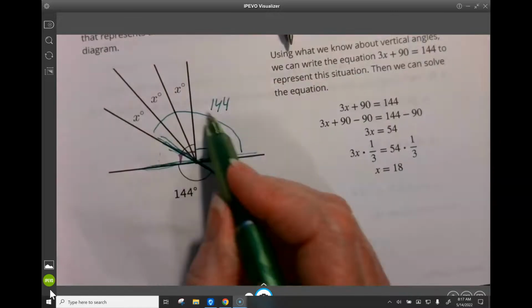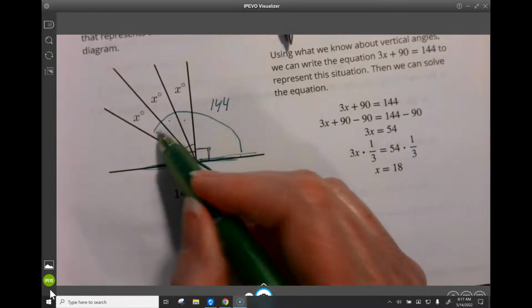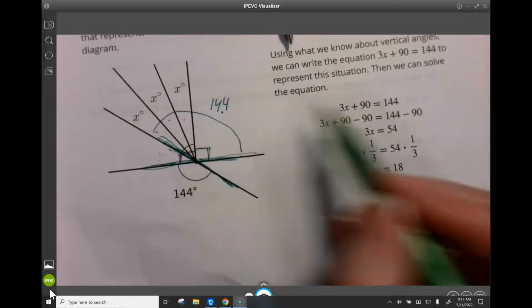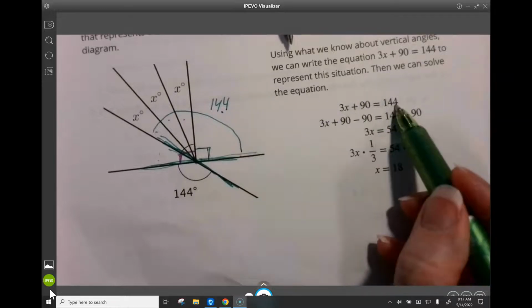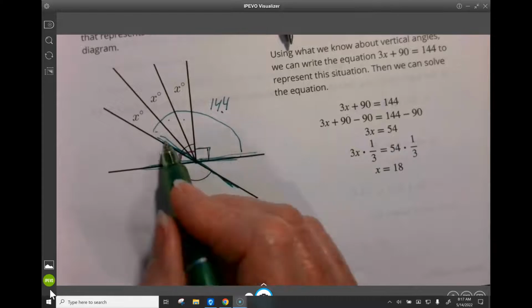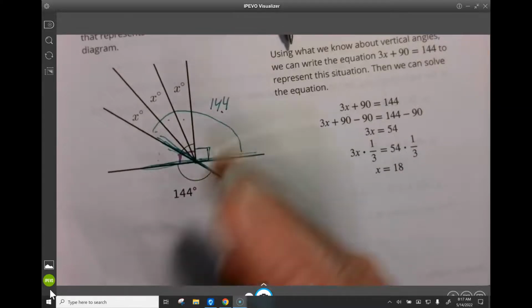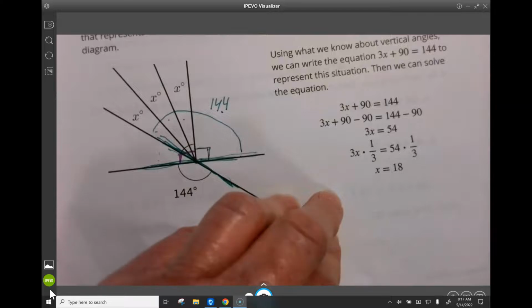If that entire thing is 144, we can say 90 plus x plus x plus x equals 144. Wow, did they jump? They jumped a whole bunch. So you had to figure out those vertical angles. To figure out vertical angles, especially on something like this, extend those lines and then look for that V. Okay? Good. Hopefully that helps. Let's look at your homework.